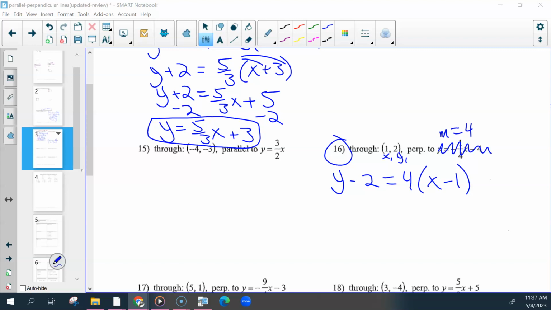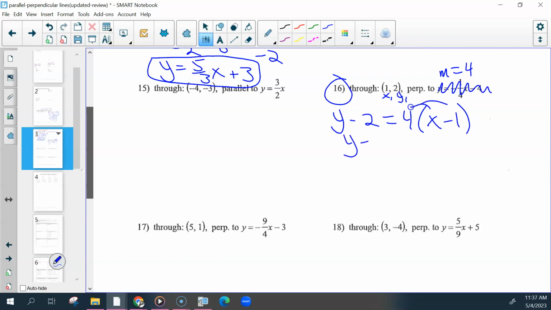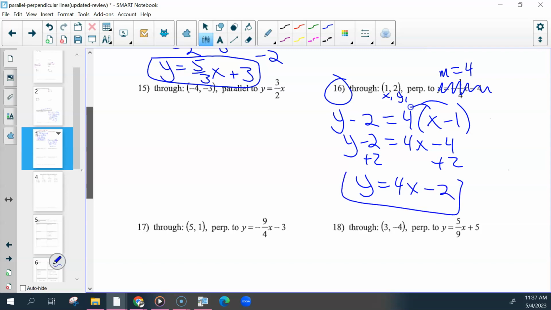Then you can distribute and solve for y. So in this case, add 2 on both sides. So this line would be perpendicular to the original and go through that point. Do you have any questions on that one, or any others that we want to see or go over?